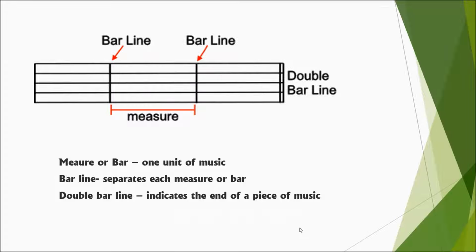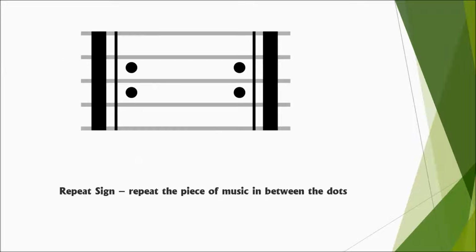Once you get into the meat of your music, you're going to see measures or bars. And a measure or a bar is 1 unit of music. So you'll see 3 measures or bars in this particular example. Measure and bar, those words are synonymous, which means they mean the exact same thing. And they are separated by bar lines. So I have a measure, I have a bar line, I have a measure, I have a bar line. You'll notice that at the end of a piece of music, you're going to see a double bar line. This indicates that we are at the end and you're good to stop.